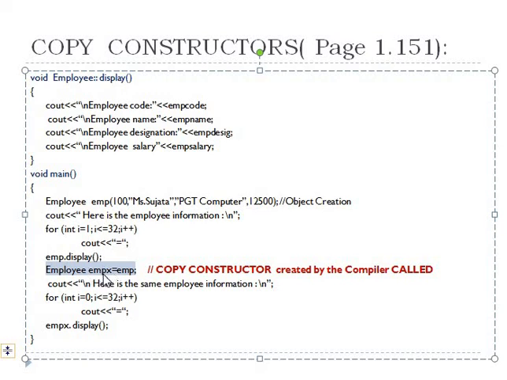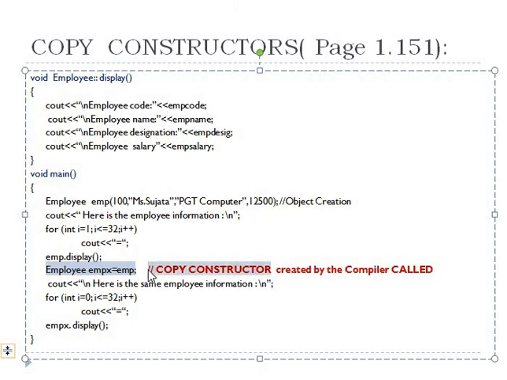Because with the help of this statement, at first the new object empx has been created out of this class known as employee, and then from the old object emp, its values have to be passed or copied into this new object empx, and that has to be done with the help of a copy constructor.